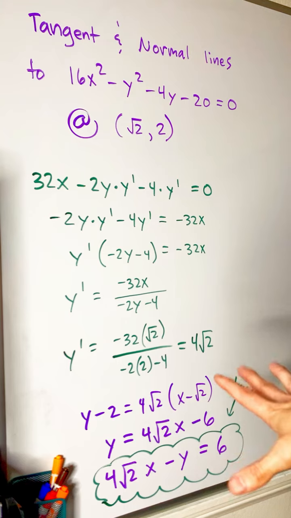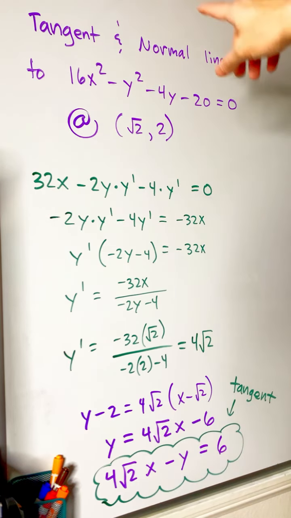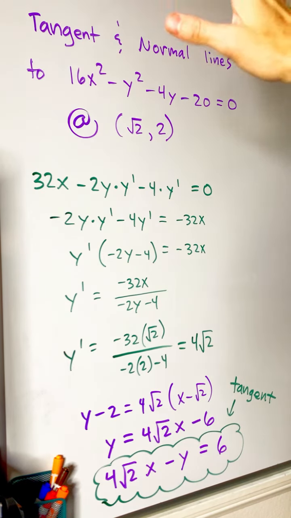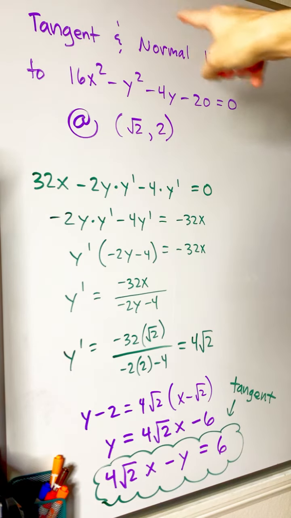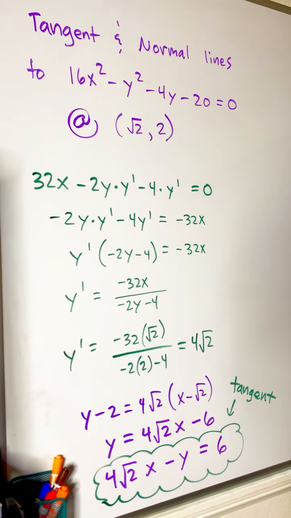Now this, by the way, is just for the tangent. They also want the normal. So you should know that the tangent and the normal lines are perpendicular. What that means for us is we do the exact same thing, except that at this point here, instead of 4 square root 2 as our slope, we're going to use a different slope.